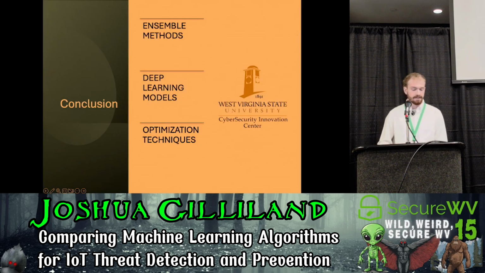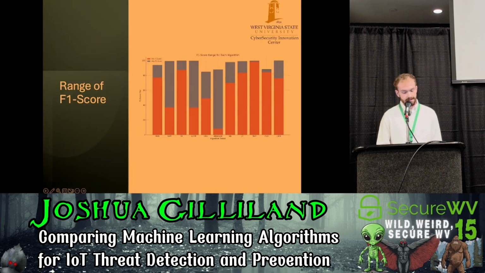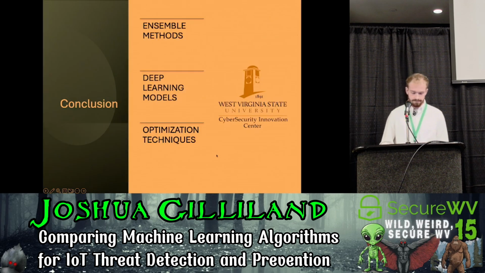Now, in conclusion, we see that ensemble methods like the random forest tend to do better, which means that those are what we want to look into. Deep learning models perform the best, however, but they take a lot more resources and a lot more data to train on. And optimization techniques are important because, as you can see here, adaptive boosting can perform well, but if it's not optimized right, it performs horribly.